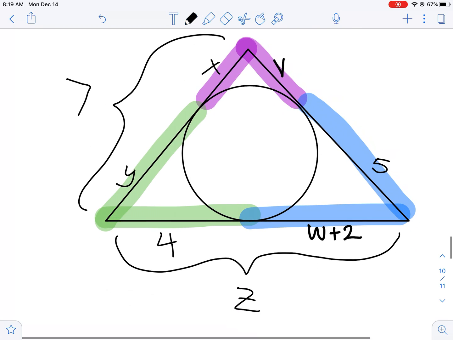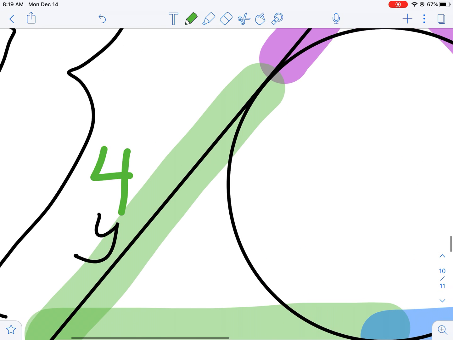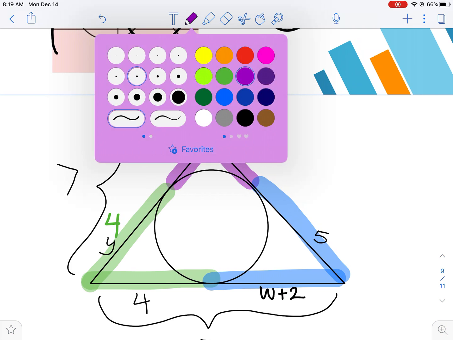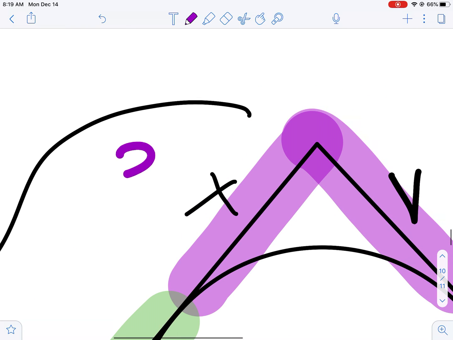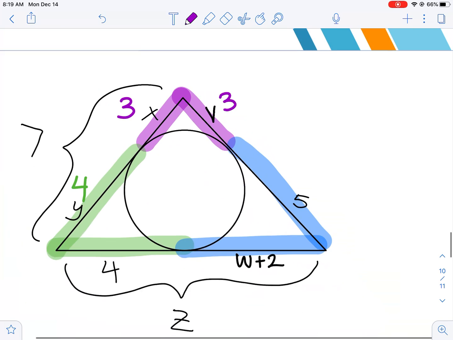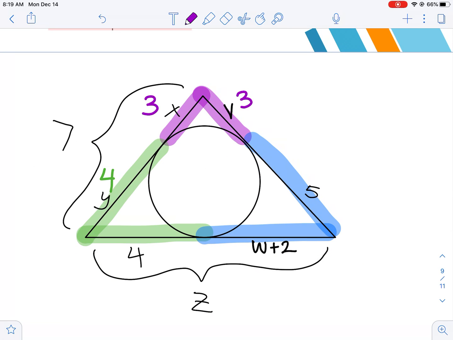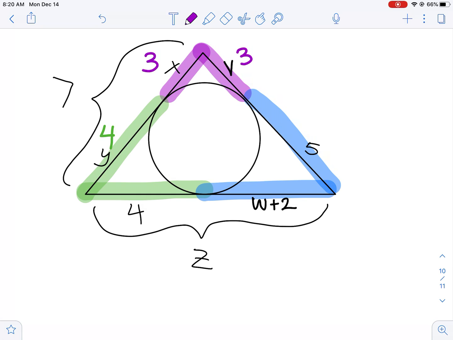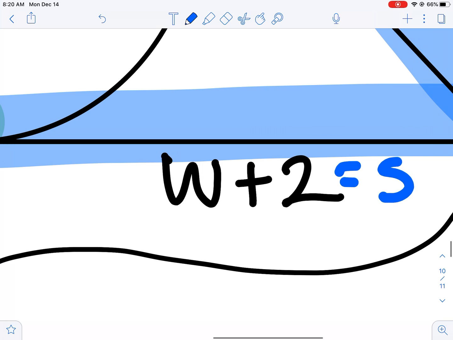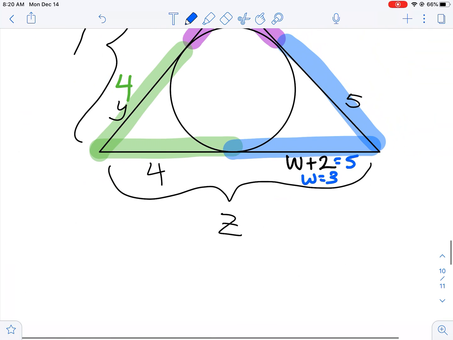Okay, so I know right away that y and 4 will be congruent, so I can fill 4 in for y. If y is 4 and the whole side is 7, then x must be 3. x and v have to be the same, so I can put 3 in over here. And then w plus 2 has to be the same as 5. So w must equal 3. And then the whole side z has to be the 4 plus the 5.